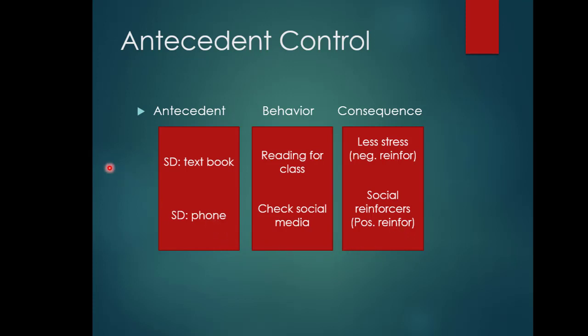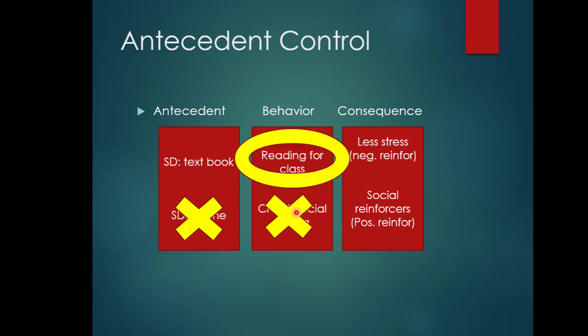What you want to do then, if you're doing antecedent control, this is the part of the equation that you're going to make adjustments to. And so you're going to make adjustments to it by making sure your phone is hidden or out of sight. So the SD for this behavior has been removed, making it less likely you will engage in that behavior. And hopefully, because of that, it'll be more likely that you engage in the desired behavior of reading for class, because your textbook is sitting right where you'd put it.